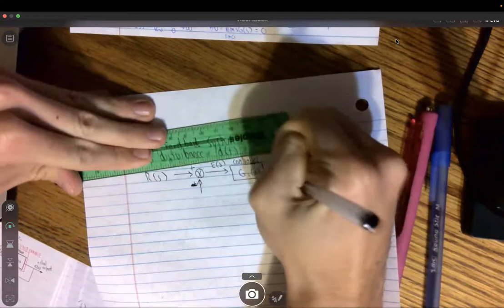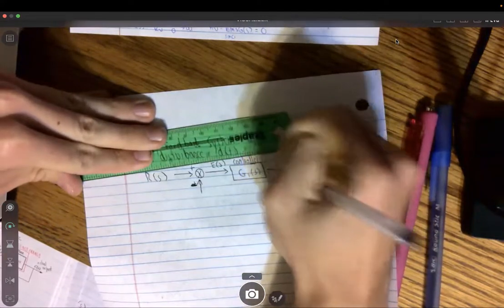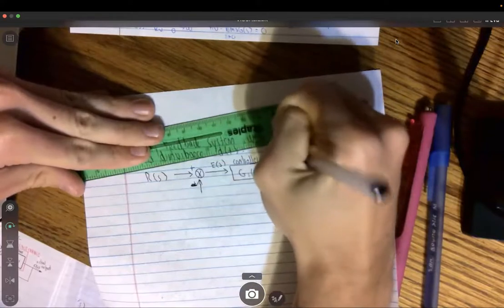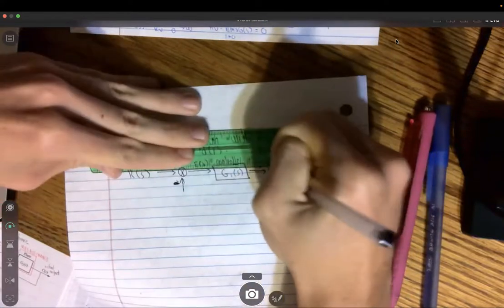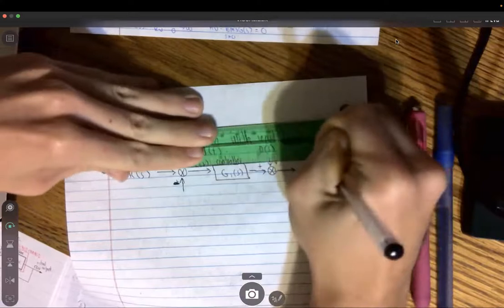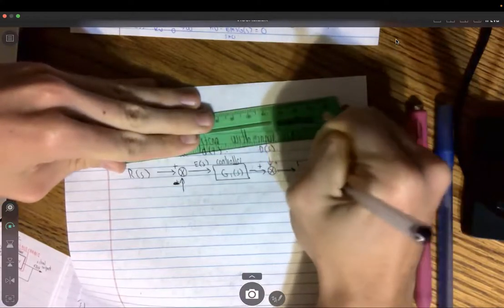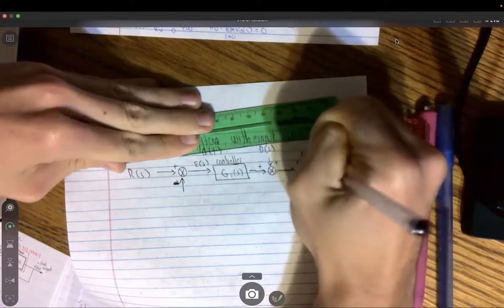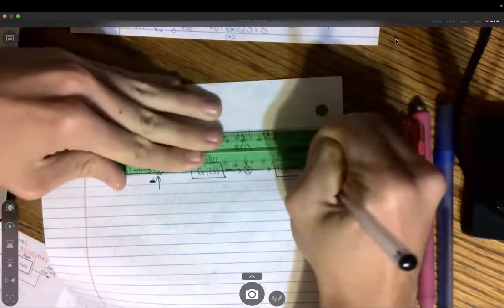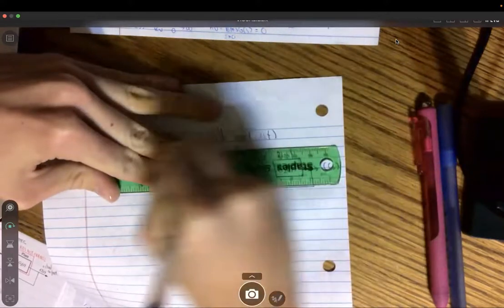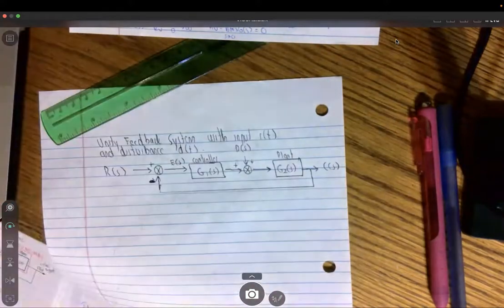And then we have the disturbance here. This is our D of S. And then it goes through the plant, and our plant is going to be G2 of S. And then we're going to get our output, which is C of S. And it goes back. We have a feedback system.